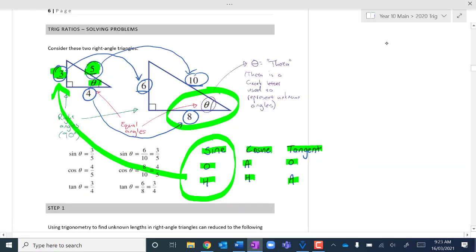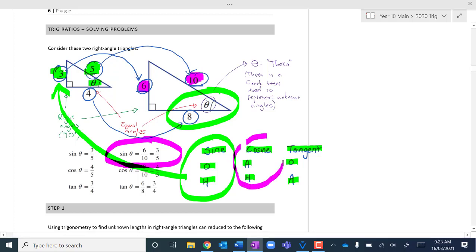Likewise, if I was to do it over this one over here, sine theta is 6 over 10, opposite over hypotenuse. But again, 6 over 10 as a fraction can be simplified to 3/5. So notice, different triangles, but they are similar triangles. You can see that we've just multiplied each of those dimensions by 2, and we're still going to get the same trig ratio. Now, let's have a look at cosine here.